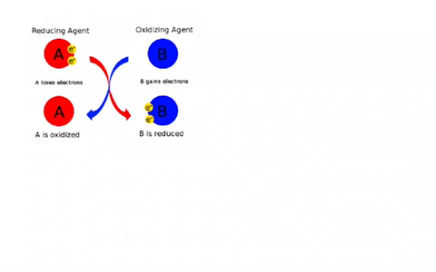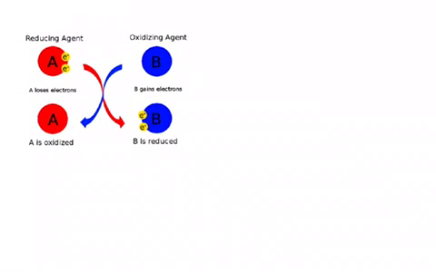Alright, and here's kind of one more picture to show how that works. So here, element A, again, is losing electrons, but those electrons that are lost are going to element B. So as a result, A is oxidized, meaning its oxidation state increases or becomes more positive, while B is gaining electrons. So its oxidation state is reduced, which means it becomes more negative.